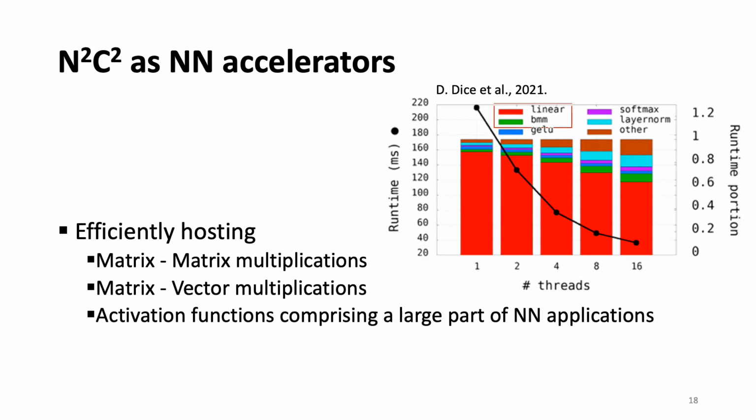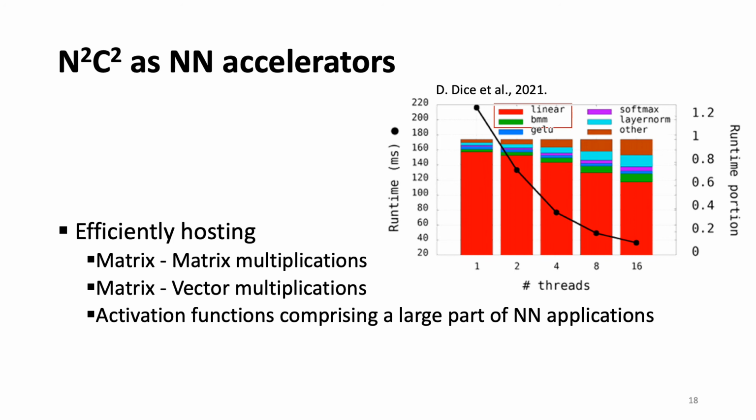As shown in the recent paper from Dice et al., the parallel execution of this operation, as we do with Into-C2, effectively reduces the runtime. Moreover, even with 16-way parallelism, their execution still represents the lion's share of the runtime. Indeed, the computational patterns of NN applications exhibit a high level of regularity, showcasing compute-intensive hotspots, for the most part embodied in matrix-matrix or matrix-vector multiplications.